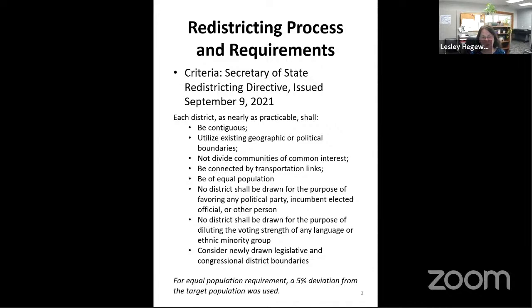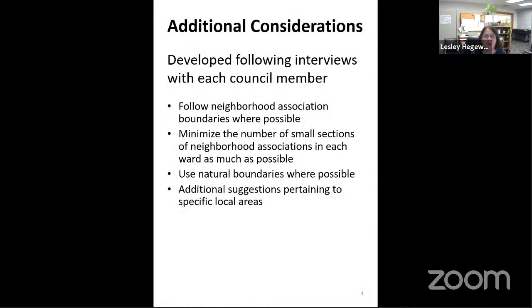So the criteria are the rules that we have to follow when we're redefining the boundaries. And they include things like being contiguous, being of equal population, relatively speaking, not dividing communities of common interest, being connected by transportation links. And for the population requirement, since the census block geography kind of presents some limitations, we can't often get the population to balance exactly in all of the wards. And so we shoot for 5% plus or minus of the target population. And I'll talk about that again in a minute.